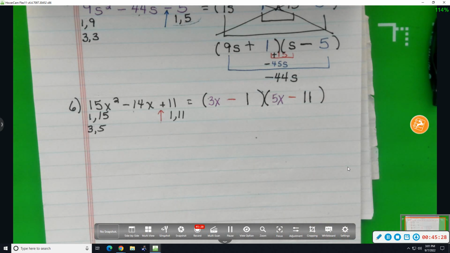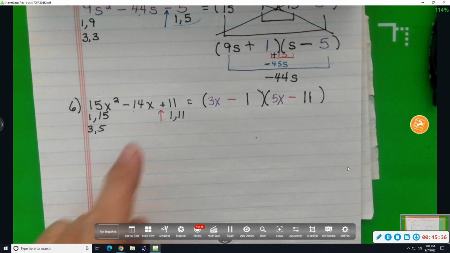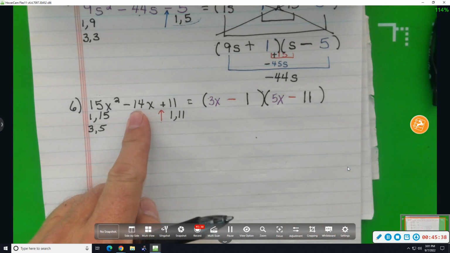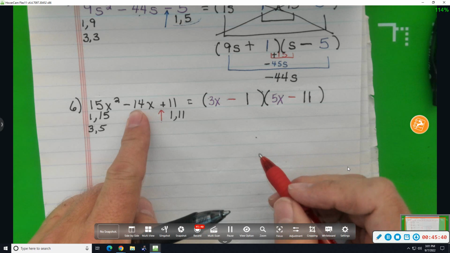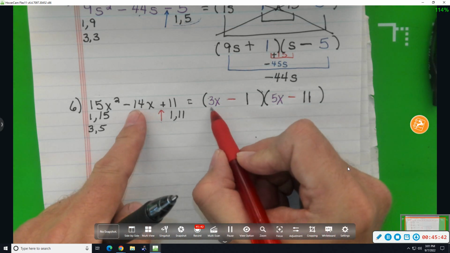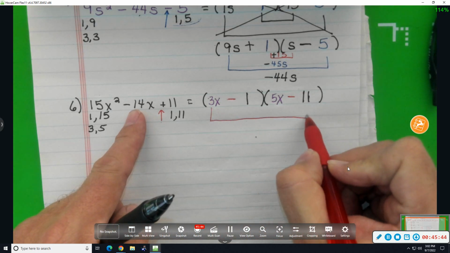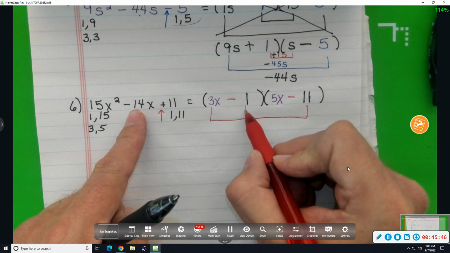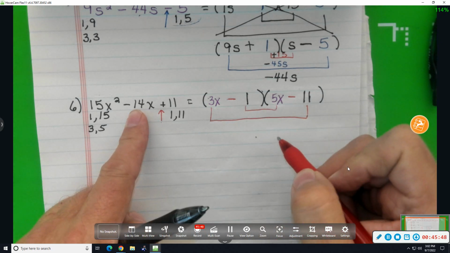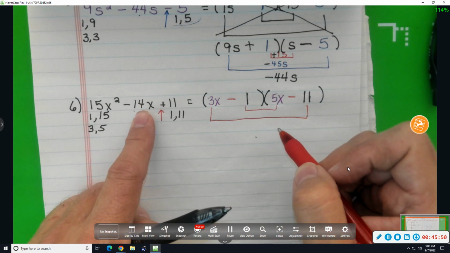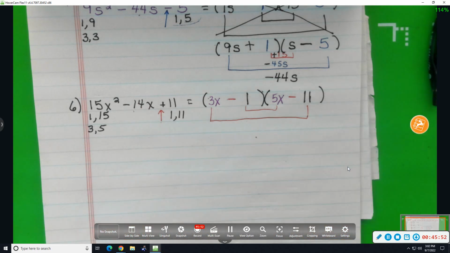And let's see. We've been pretty lucky so far. By that I mean we get it pretty quickly. But what about this one? Is that going to give me a negative 14x when I do outer and inner? No, I'd have a negative 33 and a negative 5. That's not going to add together to give a negative 14. So what will I do? I'll say, nope, that doesn't work.